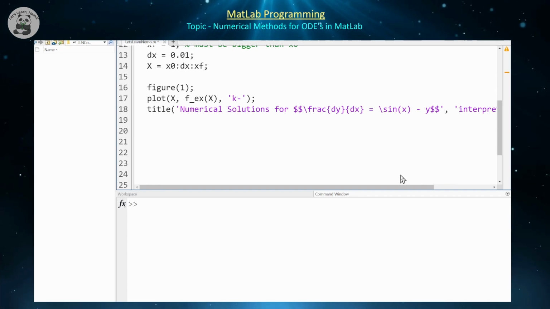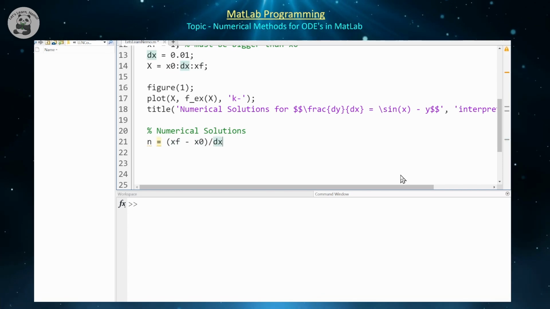So what I want to do first is define the number of points that are going to be inside of my numerical solutions. So how many points are we going to be calculating? n is going to be equal to xf minus xo divided by dx, and then plus 1, since we have that initial condition at the very end. Of course, make sure that this is an integer.